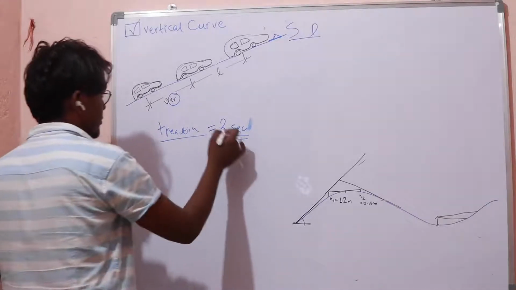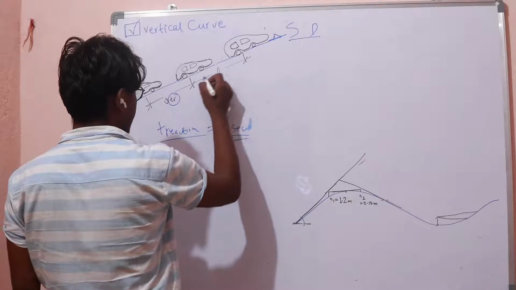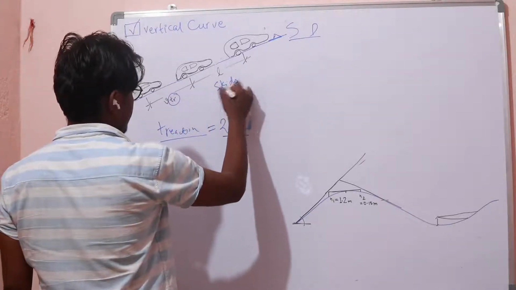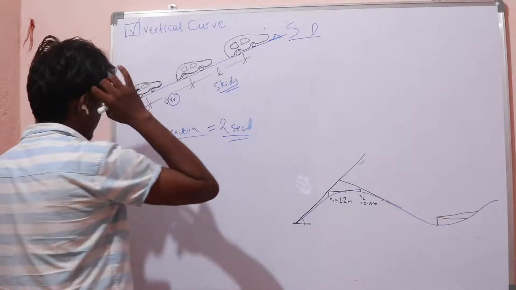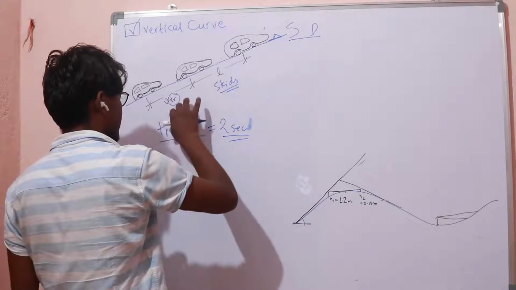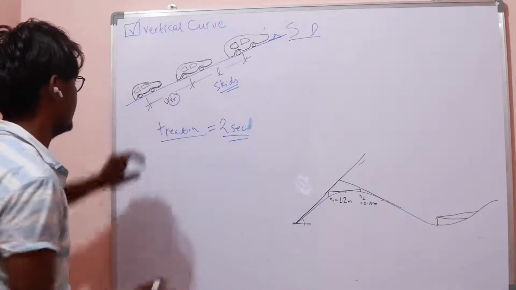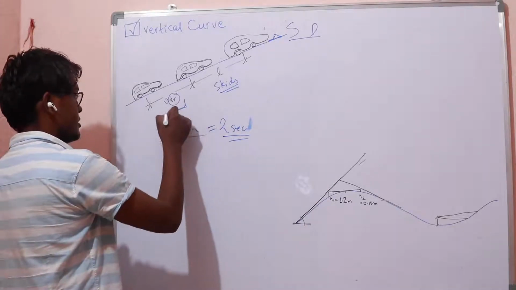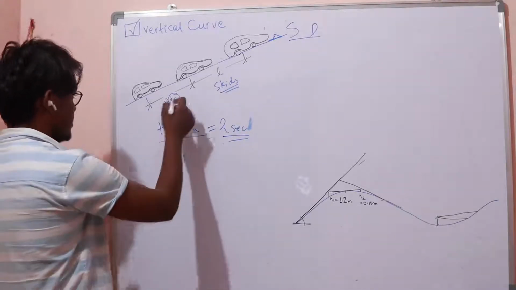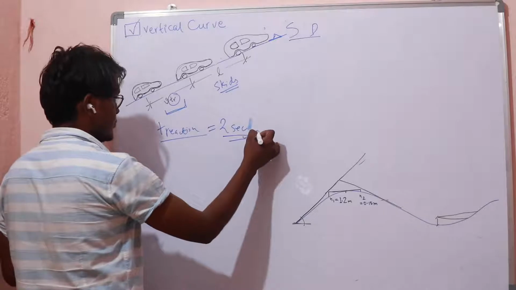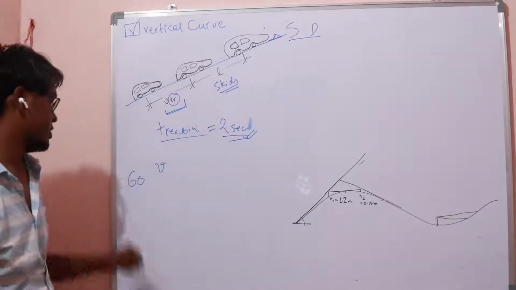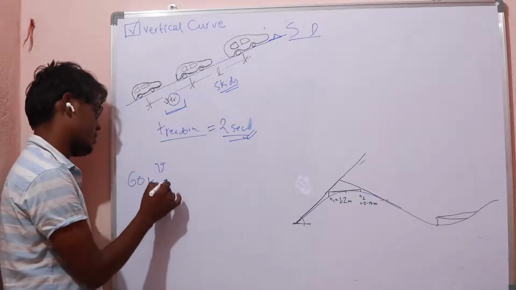After he applies the brake, the vehicle skids for a distance L. So we have to find both, as the stopping distance covers both the reaction distance and the skid distance. So this is simple. Reaction time is given 2 seconds and velocity is given, suppose 60 kilometers per hour.